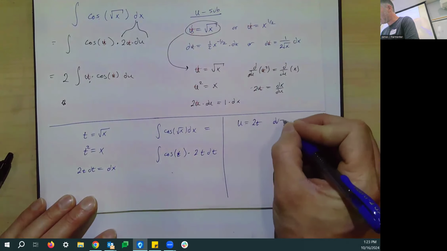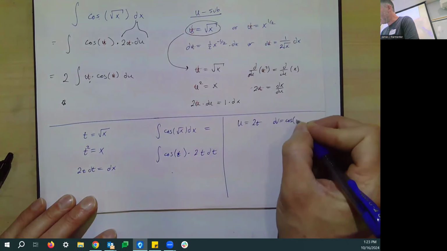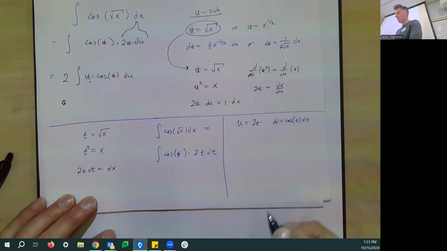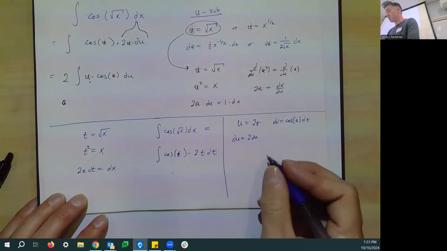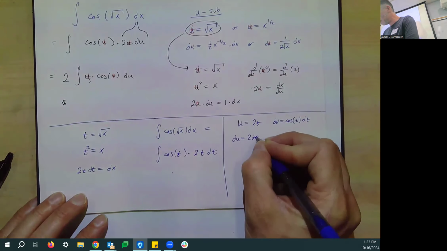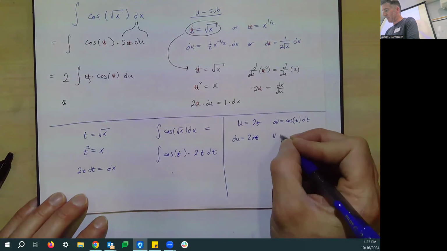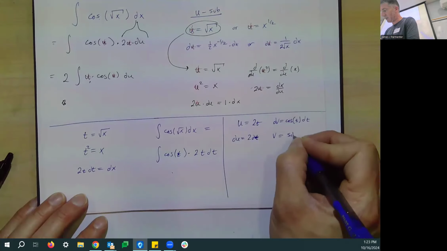The dv has to be the rest. Cosine of t dt. And then our du is 2 dt. And our v is the antiderivative of cosine, which is sine of t.